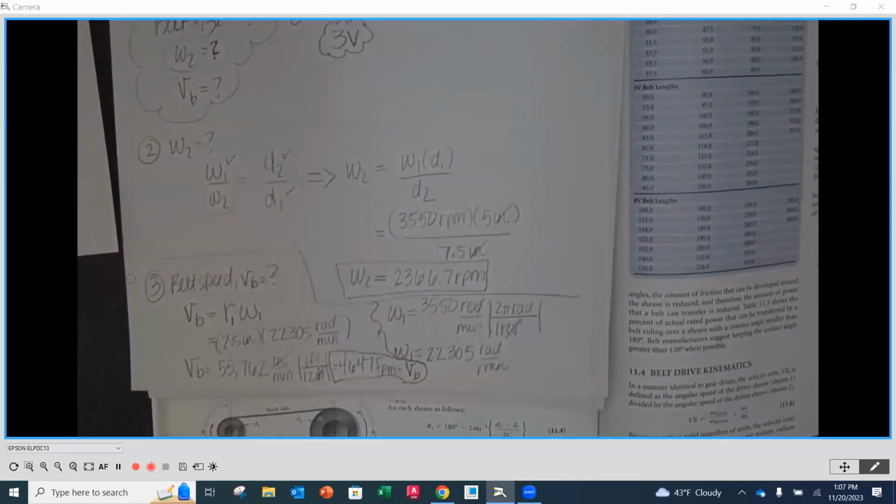Yeah, like I said earlier, the most popular units for belt speed are going to be feet per minute. So you should get 4,647 feet per minute. Is that what you guys got? Okay, so that's the linear speed.